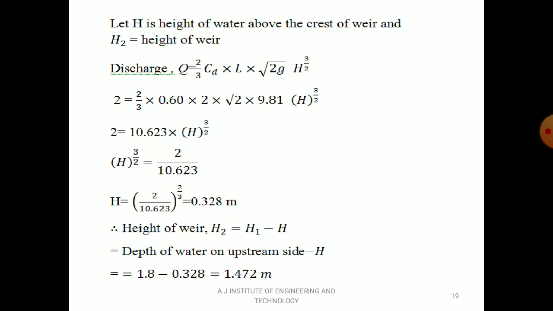Therefore the height of weir, that is H2, equal to H1 minus H. It is given H1, the maximum depth of water, is 1.8. H you calculated, that is 0.328. So 1.8 minus 0.328 is equal to 1.472 meter. So that is the height of the weir.